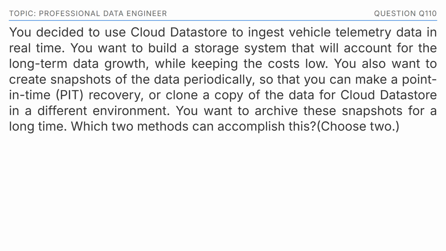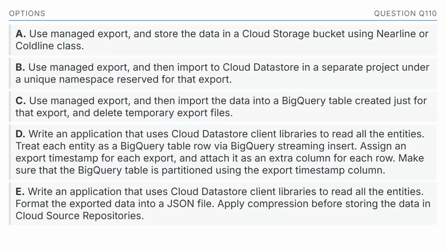You want to archive these snapshots for a long time. Which two methods can accomplish this? Choose two. The options are: Option A, use managed export and store the data in a cloud storage bucket using nearline or coldline class. Option B, use managed export and then import to Cloud Data Store in a separate project under a unique namespace reserved for that export.